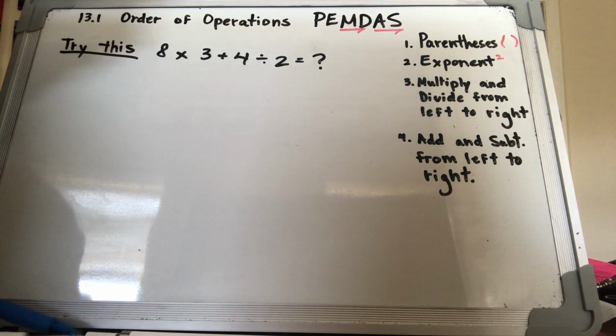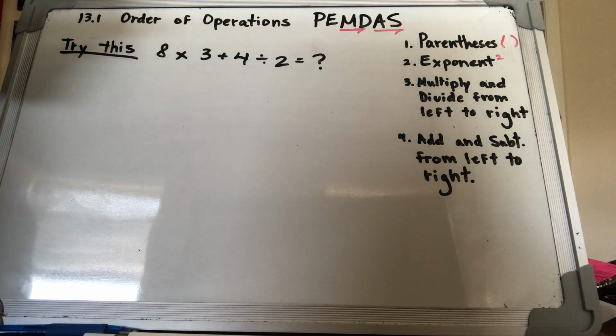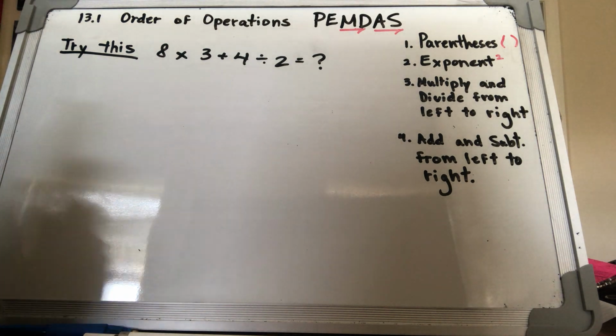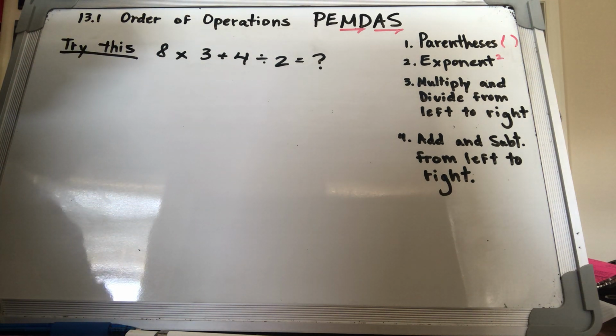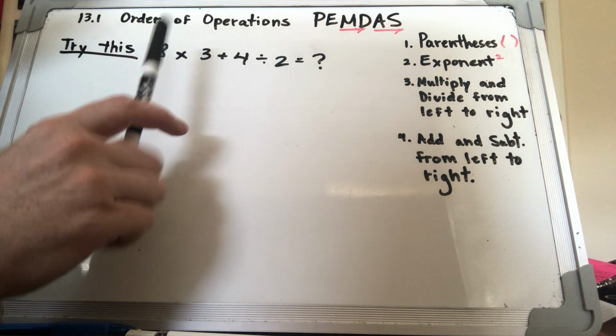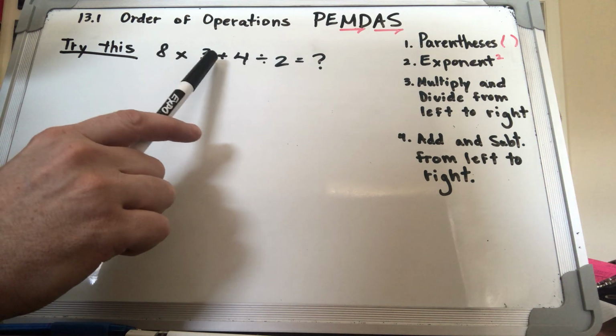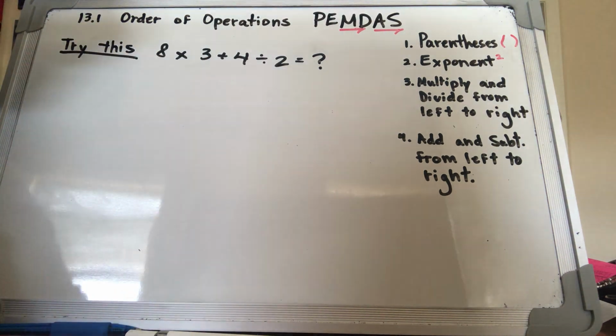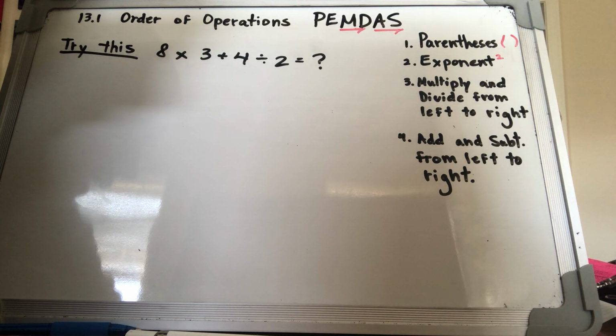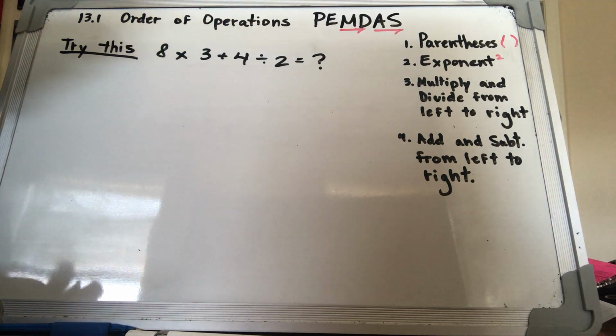Okay, boys and girls, we're starting a new unit about numerical expressions. This is an equation, and there is an order to solving equations. So normally when we see a problem like this, 8 times 3 plus 4 divided by 2, we would just solve it from left to right because we do not know the order of operations. Let me see what happens when I solve it straight across.